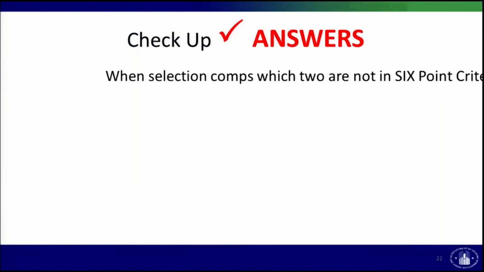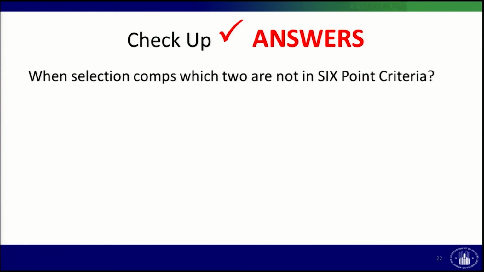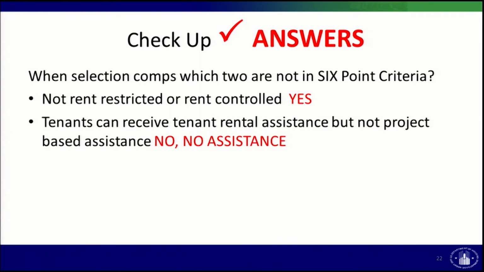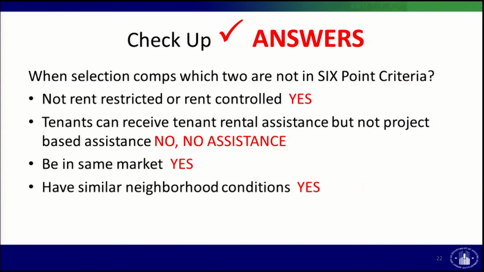Now let's take a look at the answers. When selecting comps, which 2 are not in the 6-point criteria? Not rent restricted? Yes. Tenants can receive rental assistance, but not project-based assistance? No. No kind of tenant assistance is allowed. If it's in a mixed project, you may want to consider if the unassisted units really represent the market. Can it be in the same market? Certainly. Can it have similar neighborhood conditions? Certainly. Can it have dissimilar services? No.